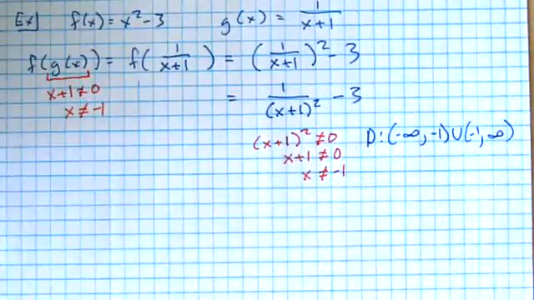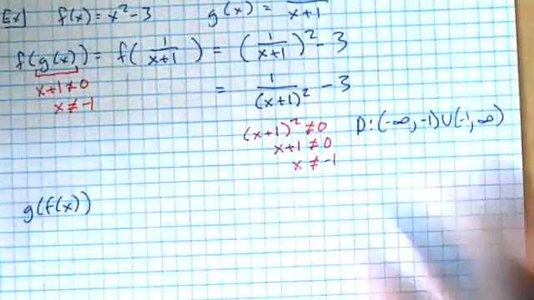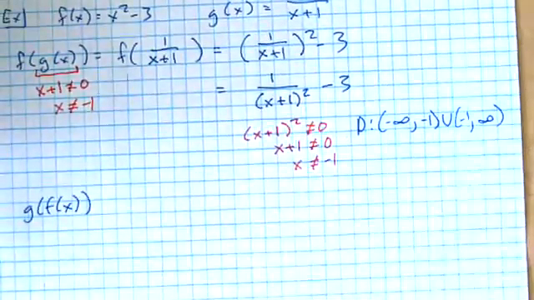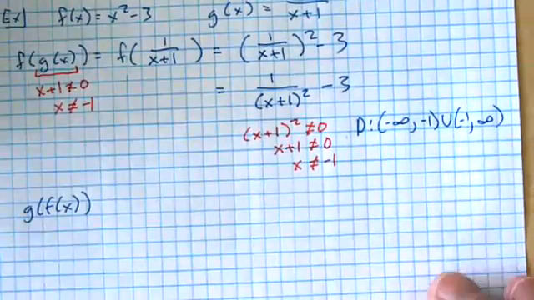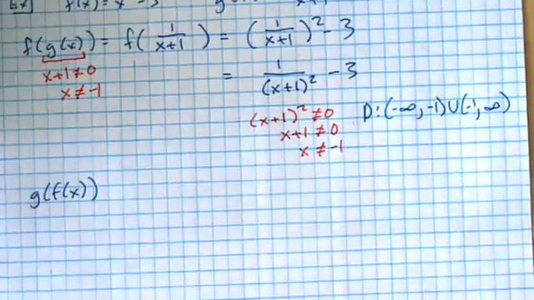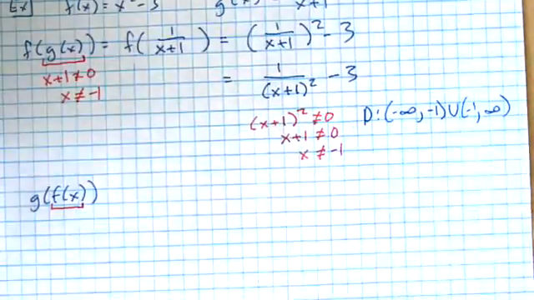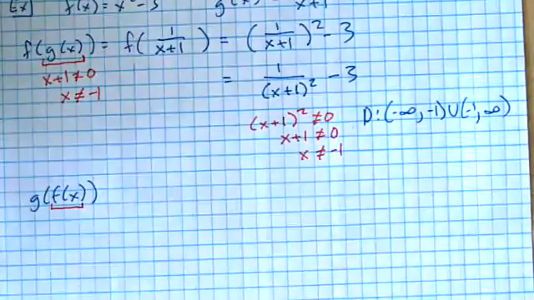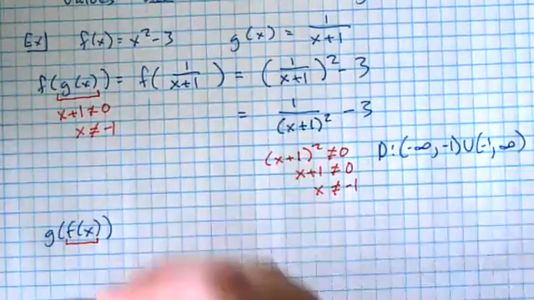Go ahead and try this backwards, g of f of x. Again, look at the f of x and see if there's anything that we need to worry about restriction-wise there. For f of x, do we need to restrict anything? No, so the domain here is already all real numbers.